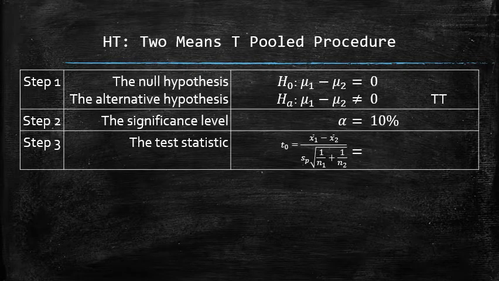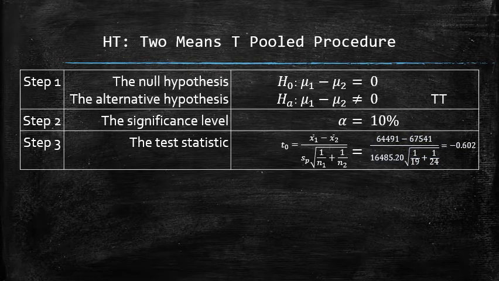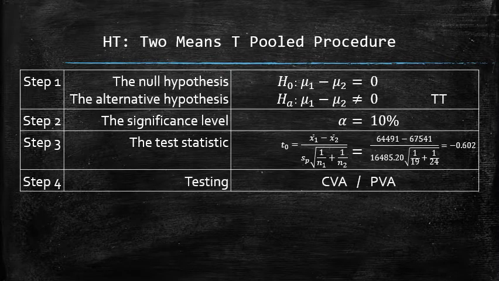The test statistic can be computed using the formula. In our case, the test statistic T0 is equal to negative 0.602. Step 3 is complete. Next, we will test the hypothesis using two different approaches, the critical value and the p-value.